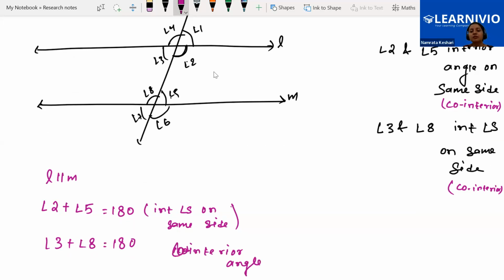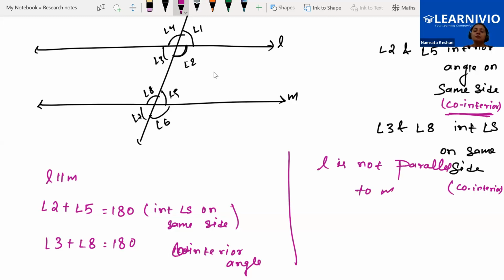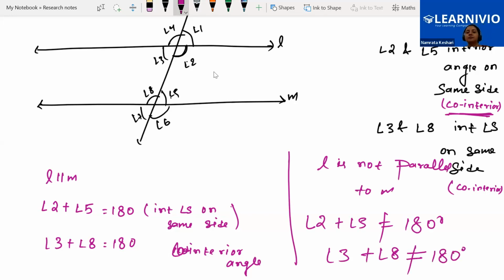Okay. Co-interior, and then like this, we have to write interior. If L is not parallel to 1, then this sum is not 180 degrees. Still it's a pair of co-interior, but its sum is not 180. Anyone having any confusion so far?